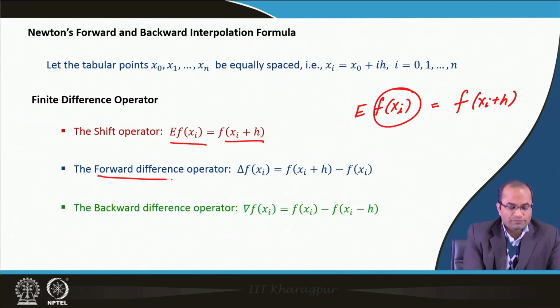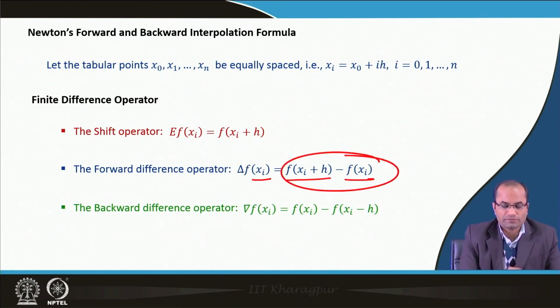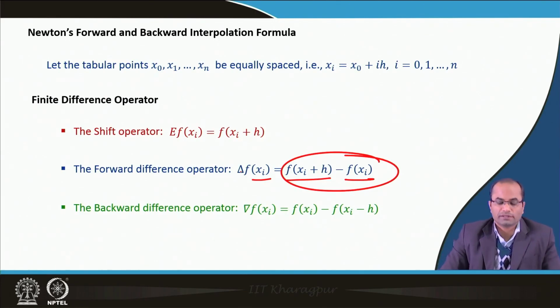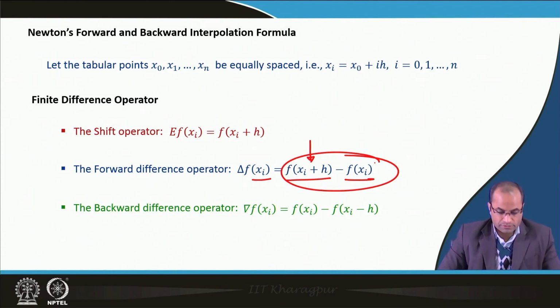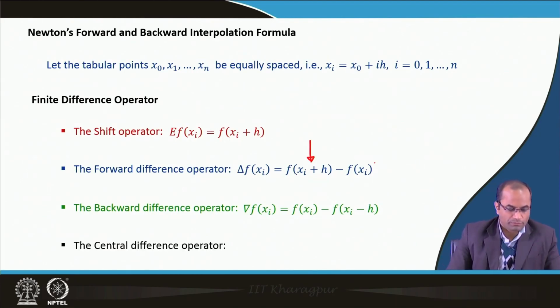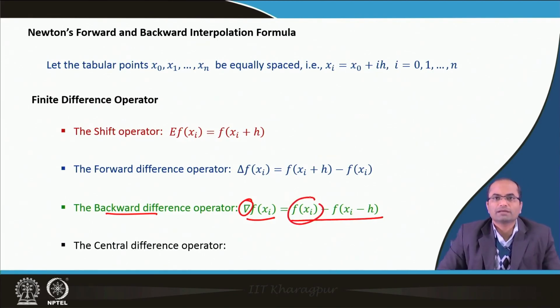There is another one, the forward difference operator, which uses the symbol delta. So, delta f(x_i) is just f(x_i plus h) minus f(x_i). It is a difference operator, called the forward difference operator: we go in the forward direction, then subtract the value of f at the previous point. There is a backward difference operator as well, denoted by nabla, and here it is the other way around: nabla f(x_i) is f(x_i) minus f(x_i minus h), the value at the previous data point.